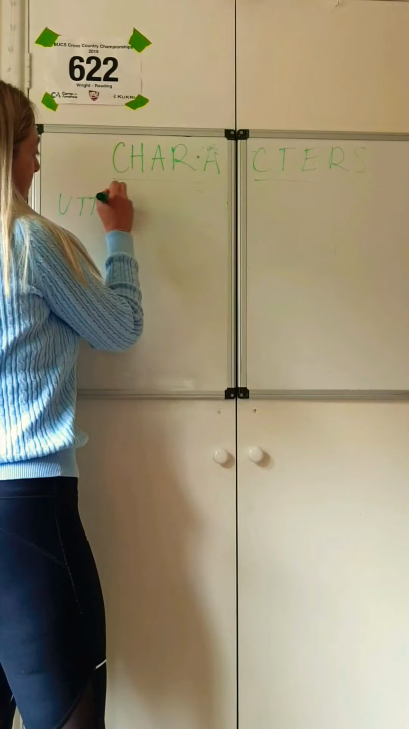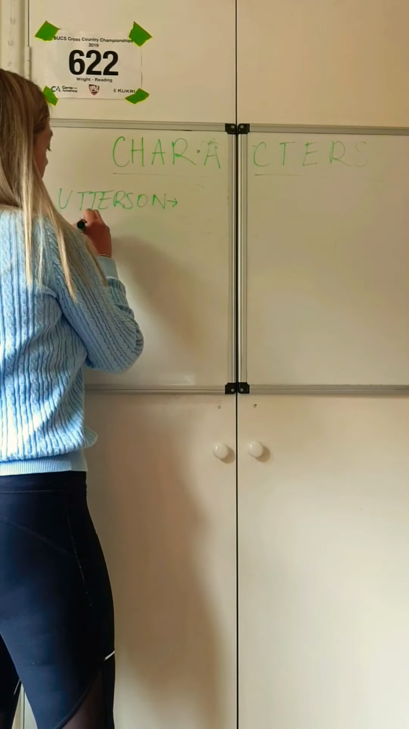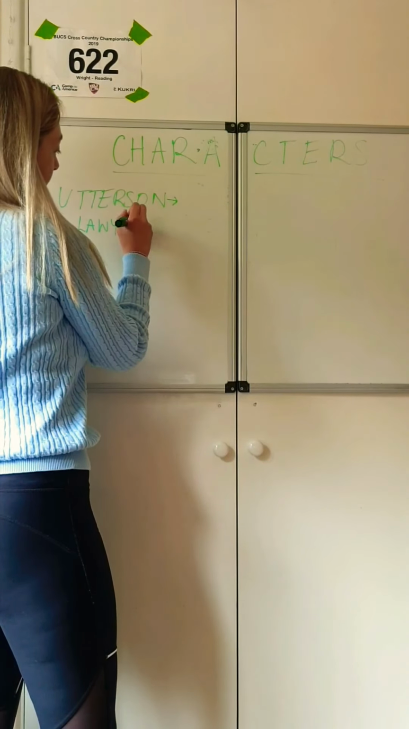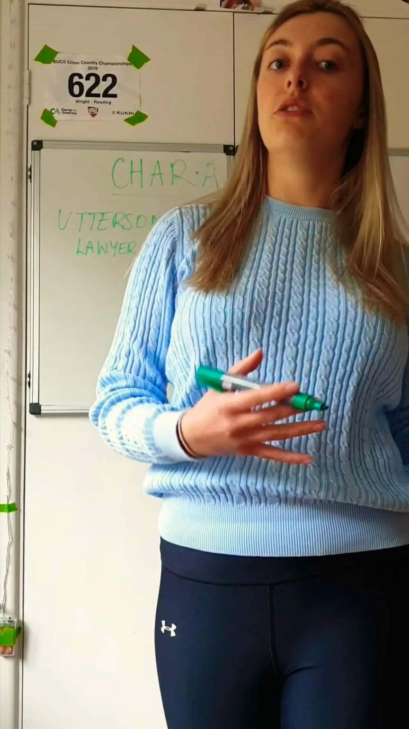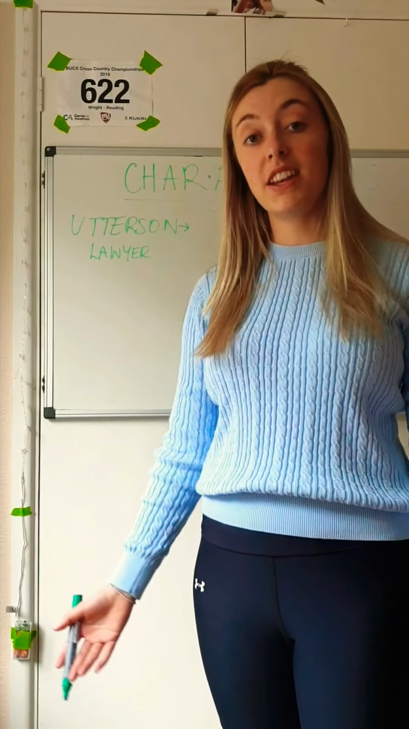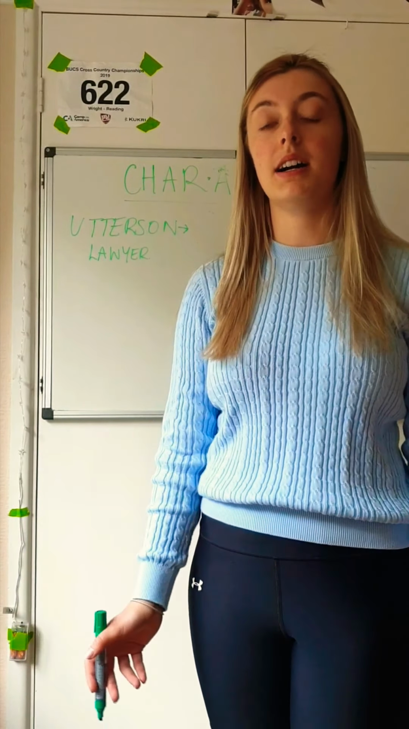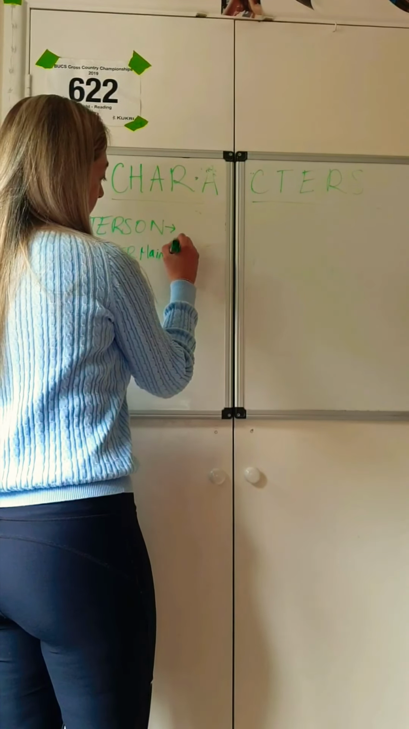So what you should have remembered from our work already on character is that Utterson is a lawyer. Okay, that's the first point. So, John Utterson is a main character in the text. Yeah, so he is a lawyer and a friend of Dr. Henry Jekyll. Utterson suspects that something very weird is happening between Dr. Jekyll and Mr. Hyde, but he thinks that Mr. Hyde is blackmailing Mr. Jekyll. Eventually, Utterson learns that Dr. Jekyll and Mr. Hyde are the same person. So I'm just going to write the fact that he's a main character here.